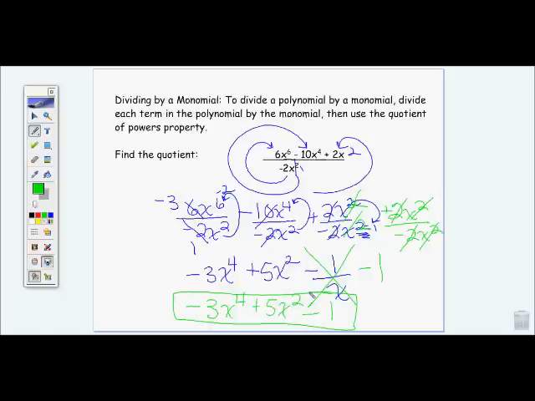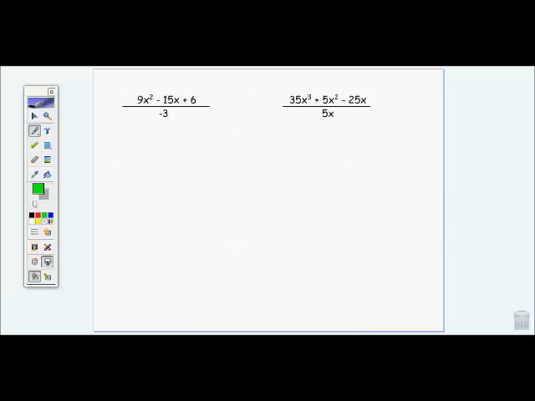So again, I'm telling you I would write it into separate division ones. So I have just a couple extra ones here we can do. So I'm going to do a 9x squared. That's going to be over a negative 3. A negative 15x. That's also going to be over a negative 3. And a positive 6. Negative 3. Let me just make sure I copied everything right there. So I didn't leave any exponents out.